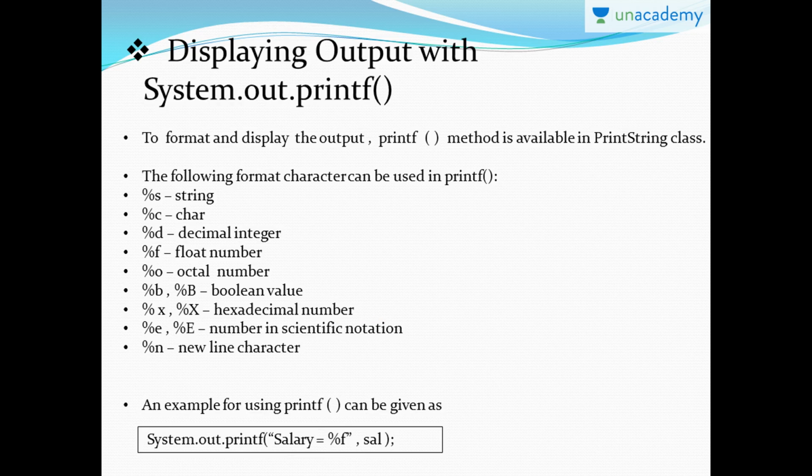Okay, for characters, %c. For decimal integers, %d. For float, %f. For octal numbers, %o. And for boolean, you can use %b or %B. And there are also formats for hexadecimal, scientific notation, and new line characters. For example, here you can write salary of %f and salary. So %f means this is a float type, so salary will be given as a float instead of using the plus symbol, so we'll be using this.